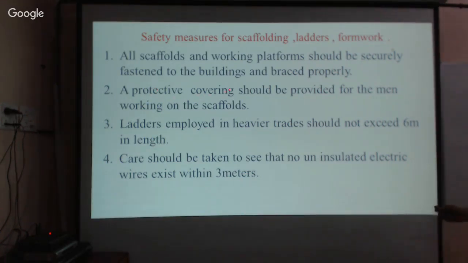A protective covering should be provided for the men working on the scaffolds. The ladders employed in heavier trades should not exceed 6 meters in length. The ladder should not be more than 6 meters in length. Care should be taken to see that no uninsulated electric wires exist within 3 meters.